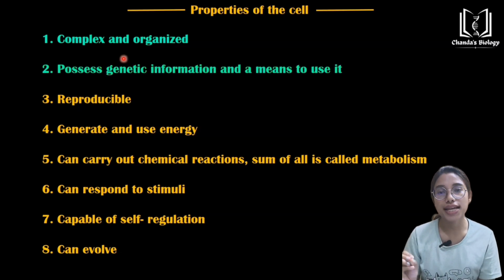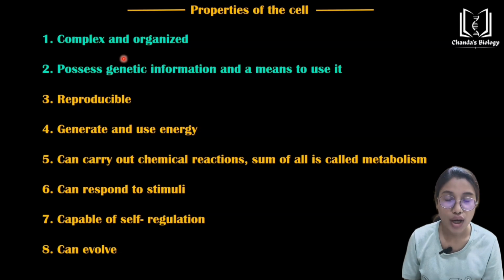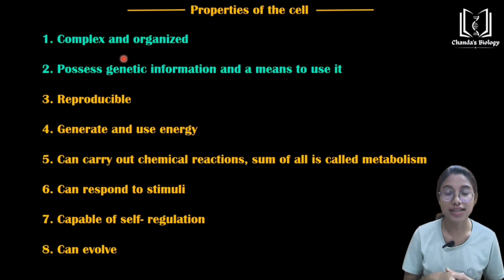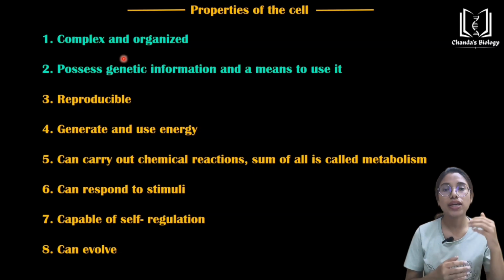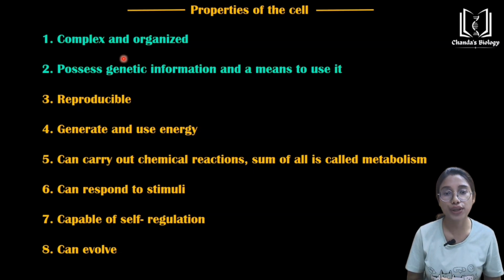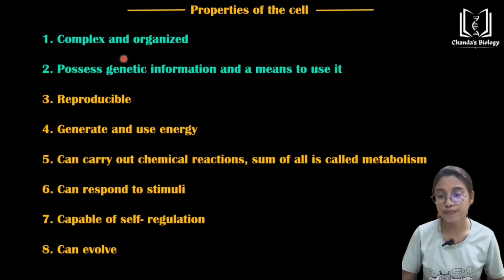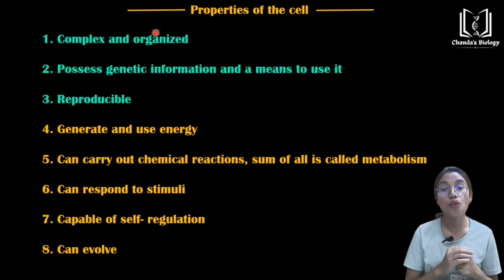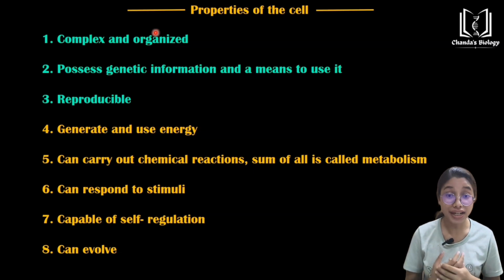The next is, it possesses genetic information and a means to use it. We all know that it possesses DNA, right? And it also has the processes of transcription and translation, and then proteins are formed, which are the ultimate product which gives us function, for example, a digestive enzyme. Okay, that is how our food gets digested. So it is coded from the DNA and then produced so that our food is digested. Next is reproducible. Cells are capable of producing more of themselves through cell division, binary fission, and so on.